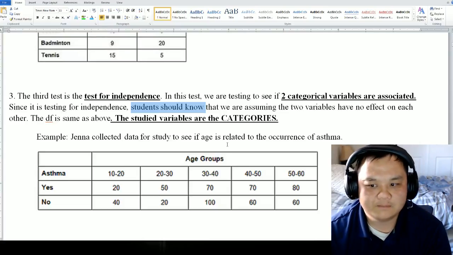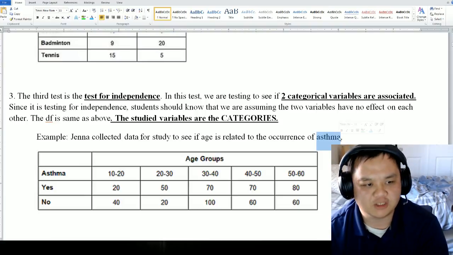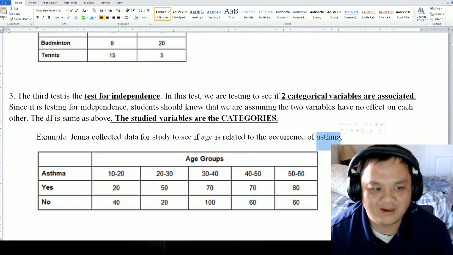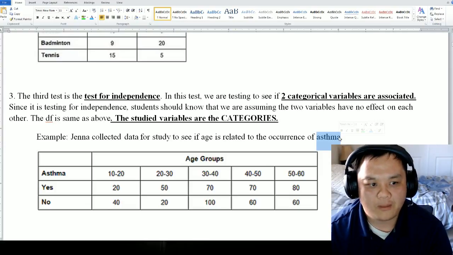And also, why is a yes or no question a categorical variable? Two categorical variables. Why is yes or no categorical? In terms of asthma, like, do you have asthma or you don't have asthma? Okay.